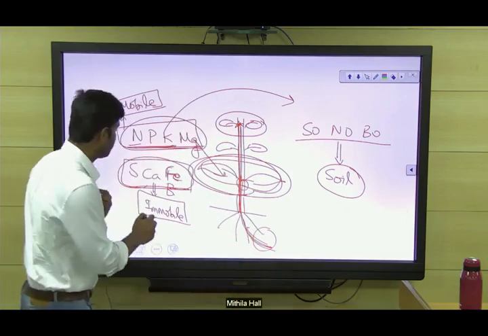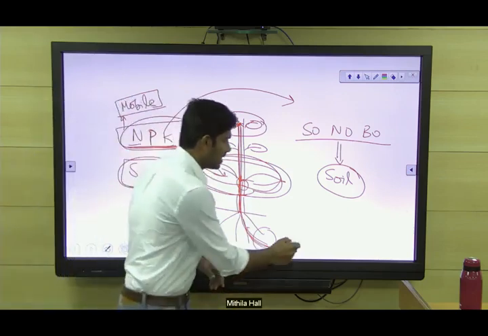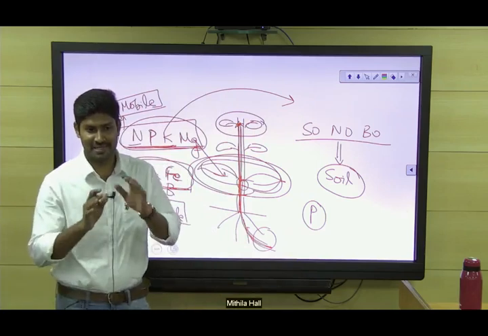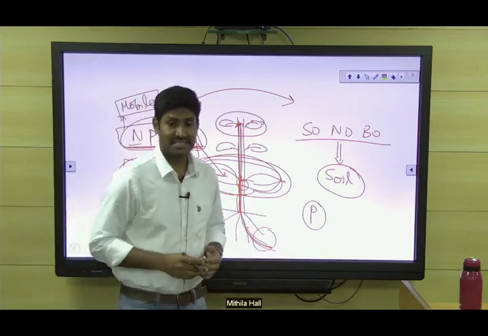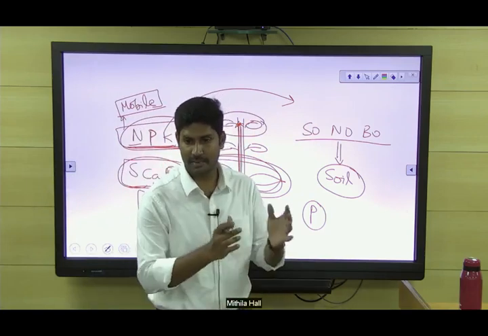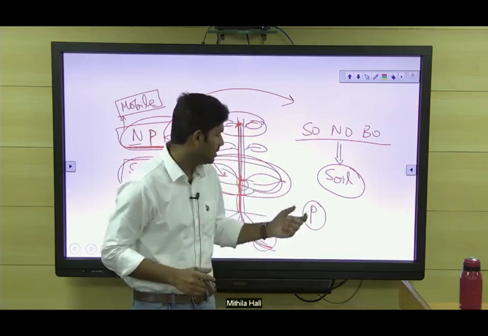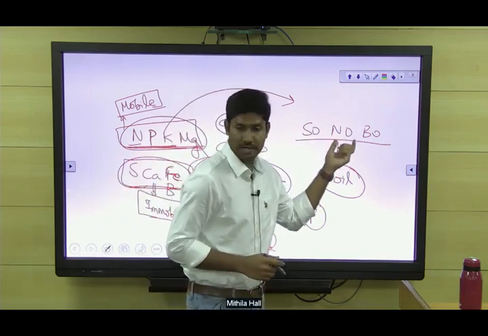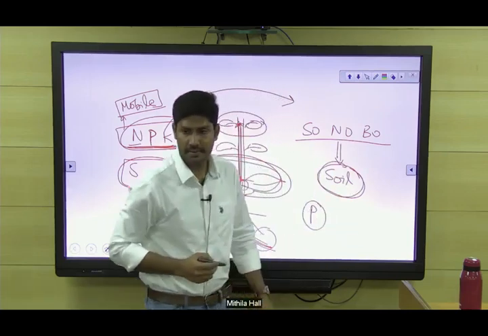And the phosphorus, it is highly mobile within the plant, but the phosphorus is highly immobile in the soil. So we need to understand these concepts clearly, so that we can write the answers logically. Without studying elaborately, based on logic only, we can give answers. First we will complete this. So sulfate, nitrate, boron. So nitrate, they are highly mobile within the soil.